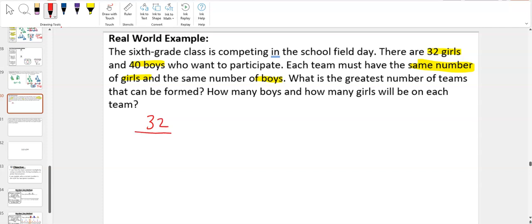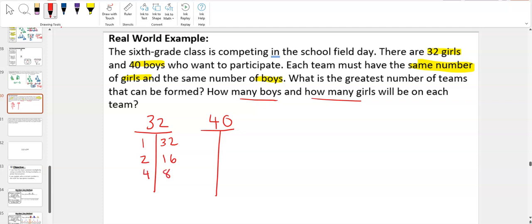So again, these numbers are kind of small. I'm going to use a T-chart. I think it'll also help us with this last part of explaining how many boys and how many girls will be on each team. Because first we just have to figure out how many teams. Okay, so let's list the factors. So 1 times 32, 2 times 16, 3 does not go in, 4 times 8, and 5 does not go in, 6 does not go in, 7, nope, and then 8. Okay, so those are my factors for 32.